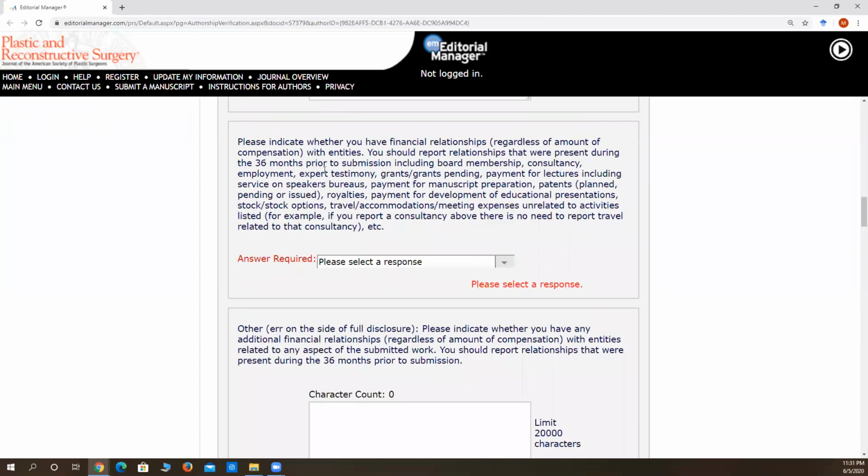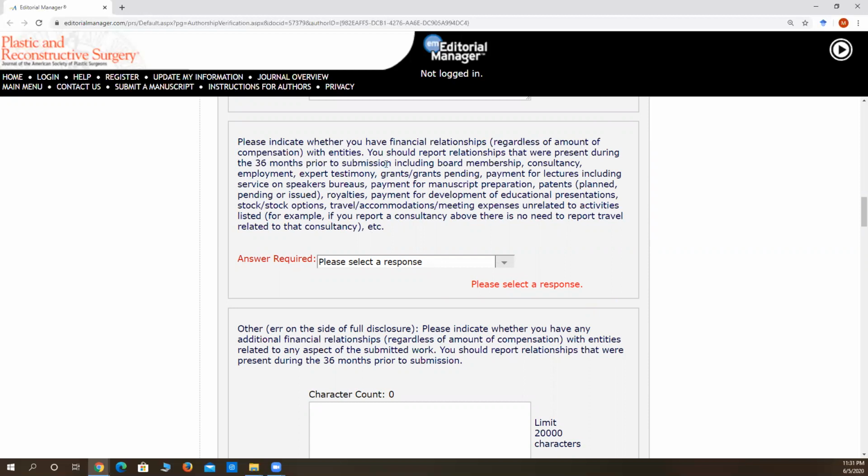The next question asks about whether you have financial relationships, because you might have financial relationships that are not directly in relation to the submitted work. And one thing to be careful about is that they ask about financial relationship for this journal up to 36 months prior to the submission.